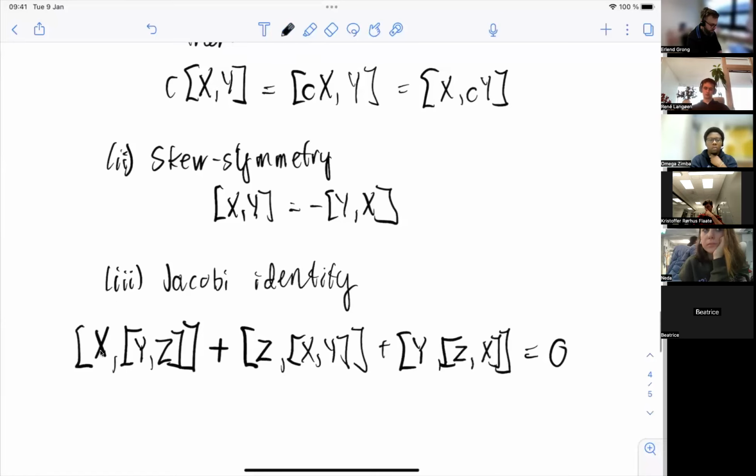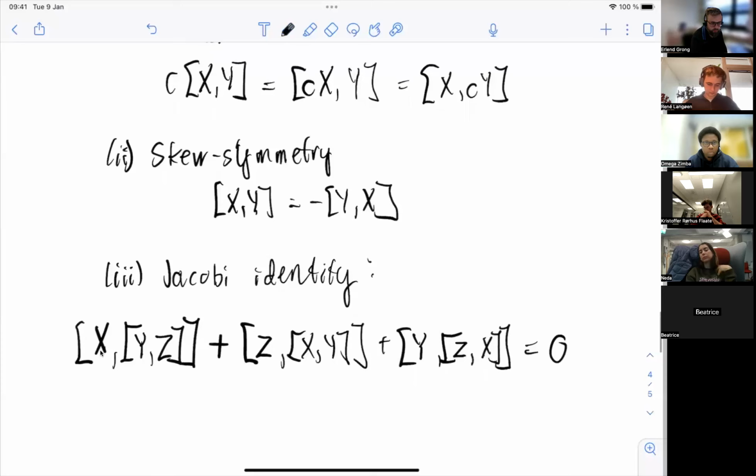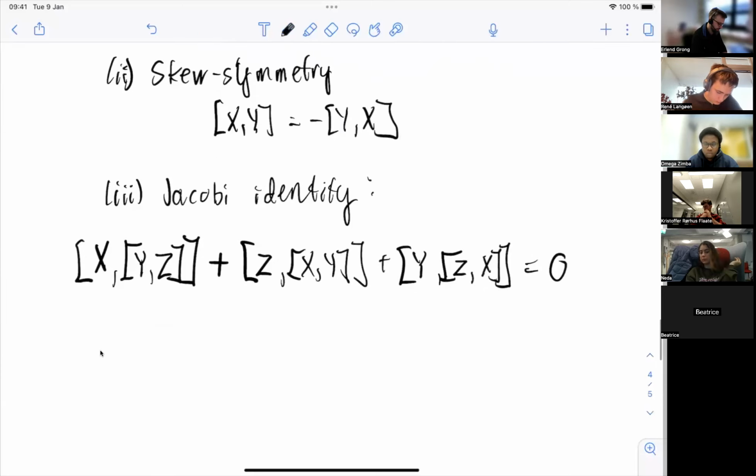So these first two are quite straightforward. The last one is a bit more difficult to understand why it appears. So I'll explain a little bit more about this when we do the example. It won't be the first example, but it will be the second example. I'll explain why we have this Jacobi identity. So let's do examples.